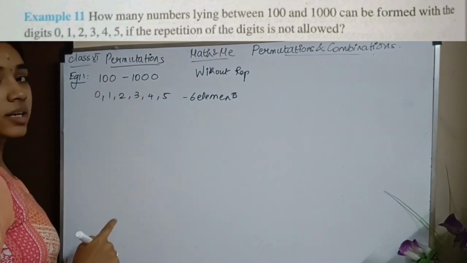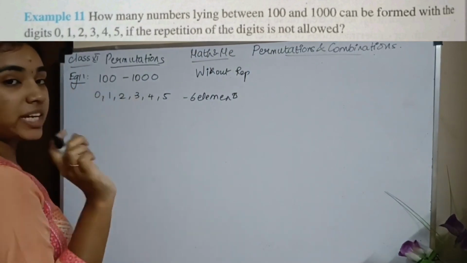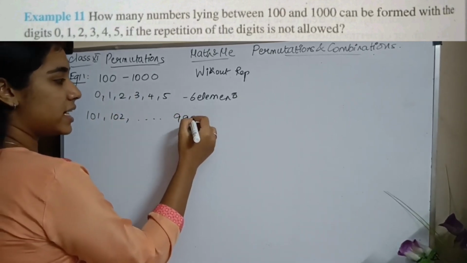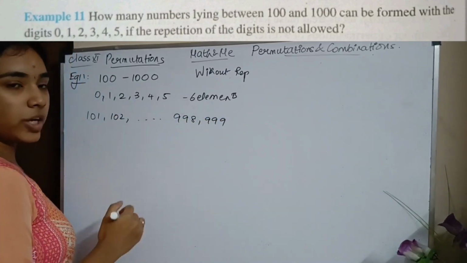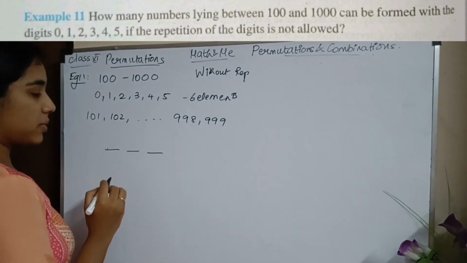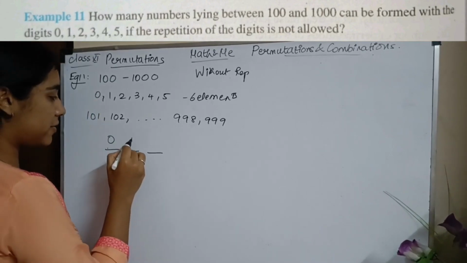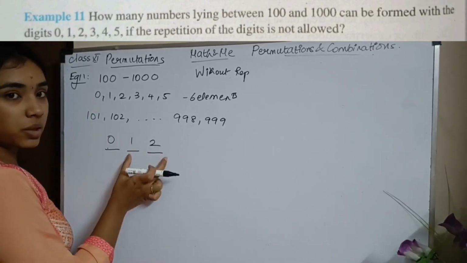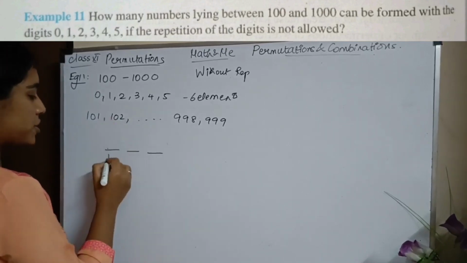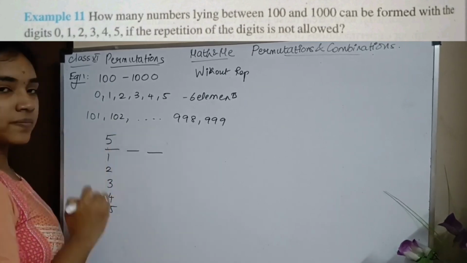Now, between 100 and 1000, all my numbers are 3-digit numbers, excluding 100 and 1000 because they say it is between. So from where to where should they come? 101, 102 until 998, 999. Okay, all my numbers are 3-digit numbers. So if this is a 3-digit number, how many possibilities are there for the first place? I cannot have a 0. If 0 comes, like 0 1 2, this will become a 2-digit number, 12. So we should not do that. So in the first place I should rule out 0. So what are my options? 1 2 3 4 5. So I can choose one of these numbers. So there are 5 options.